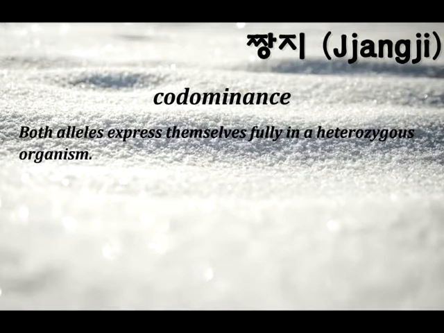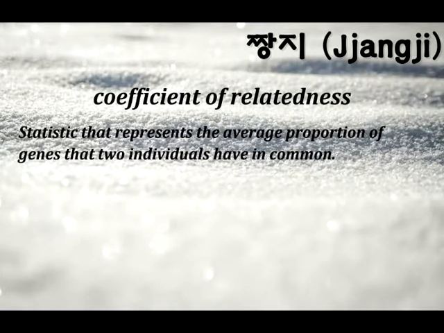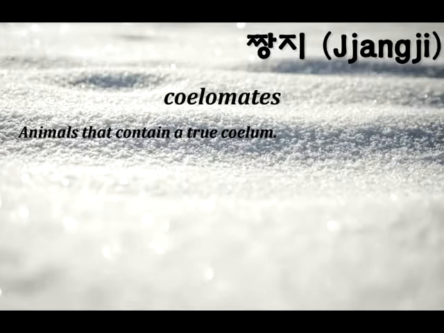Codominance, both alleles express themselves fully in a heterozygous organism. Codon, a triplet of nucleotides that codes for a particular amino acid. Coefficient of relatedness, statistic that represents the average proportion of genes that two individuals have in common. Coelom, fluid-filled body cavity found between the body wall and the gut that has a lining and is derived from the mesoderm. Coelommates, animals that contain a true coelom.